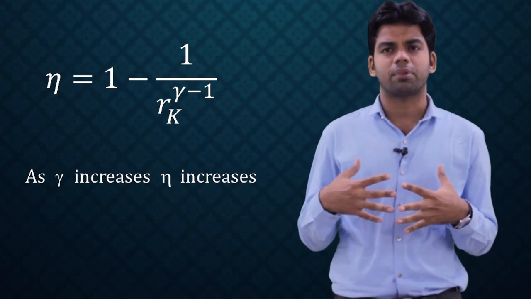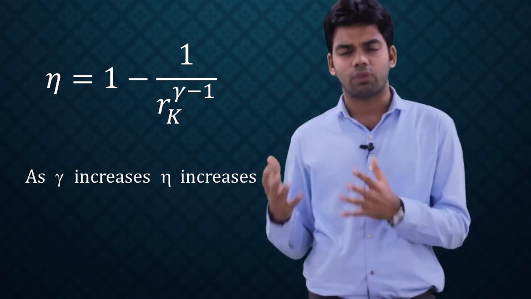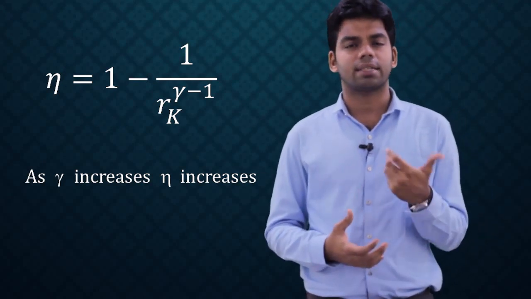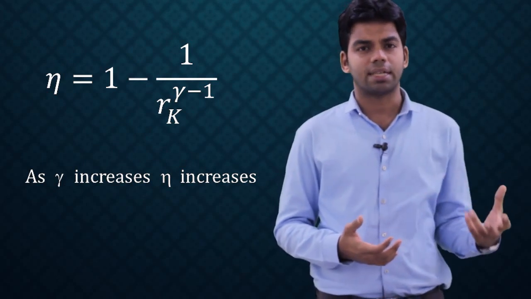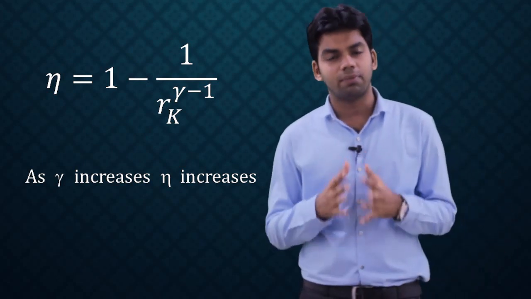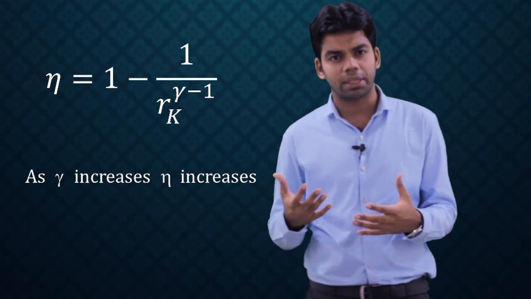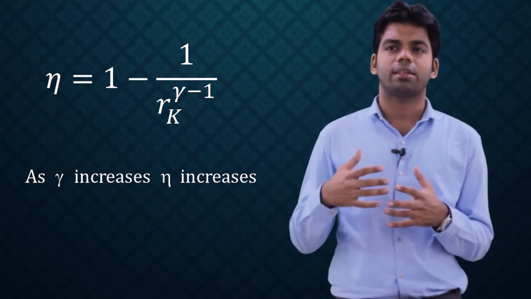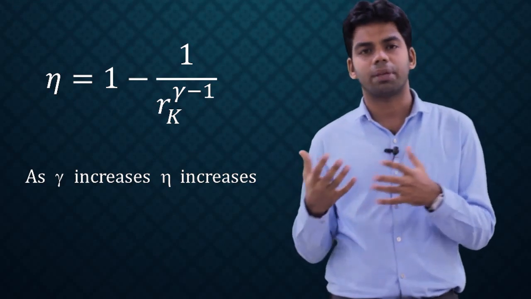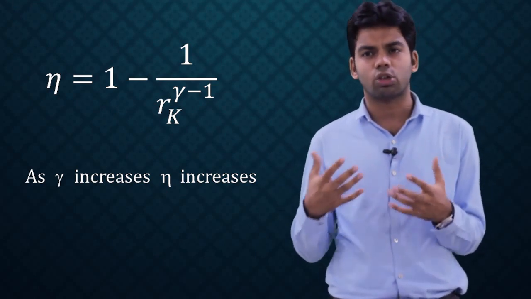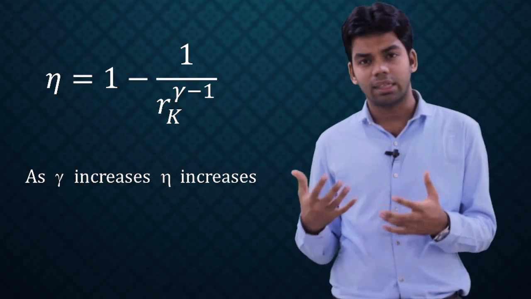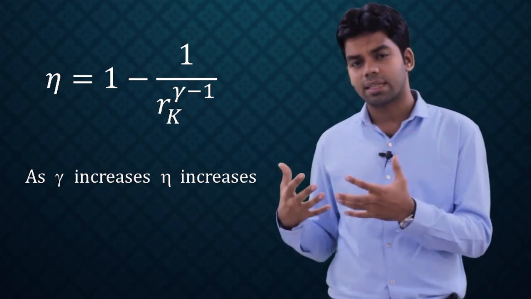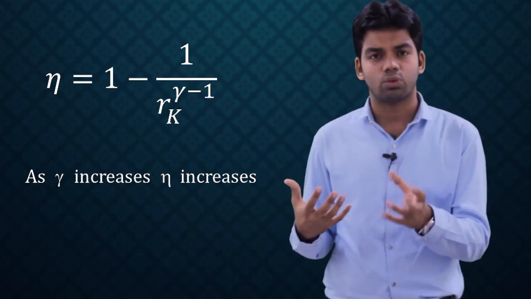And as we know, gamma for a monoatomic gas is 1.66, for a diatomic gas it is around 1.4, and for a triatomic gas it is 1.33. So the maximum value of gamma is for monoatomic gas. So using a monoatomic gas in an engine will yield higher efficiency as compared to using diatomic gases. Monoatomic gases, for example, are argon and neon. So using these gases will give us more efficiency than using air.